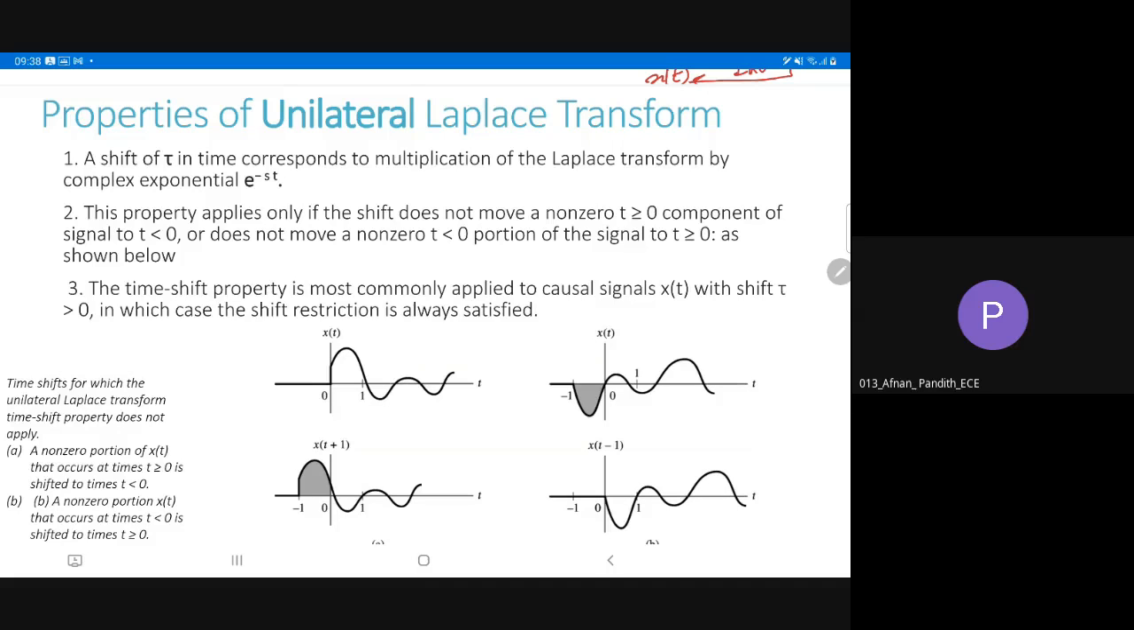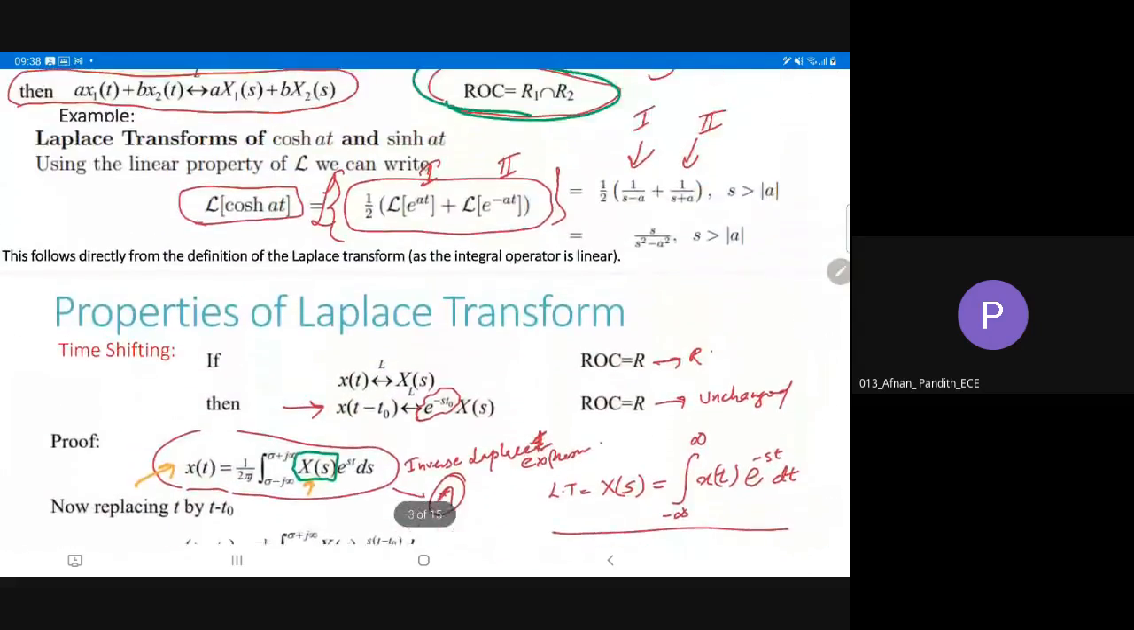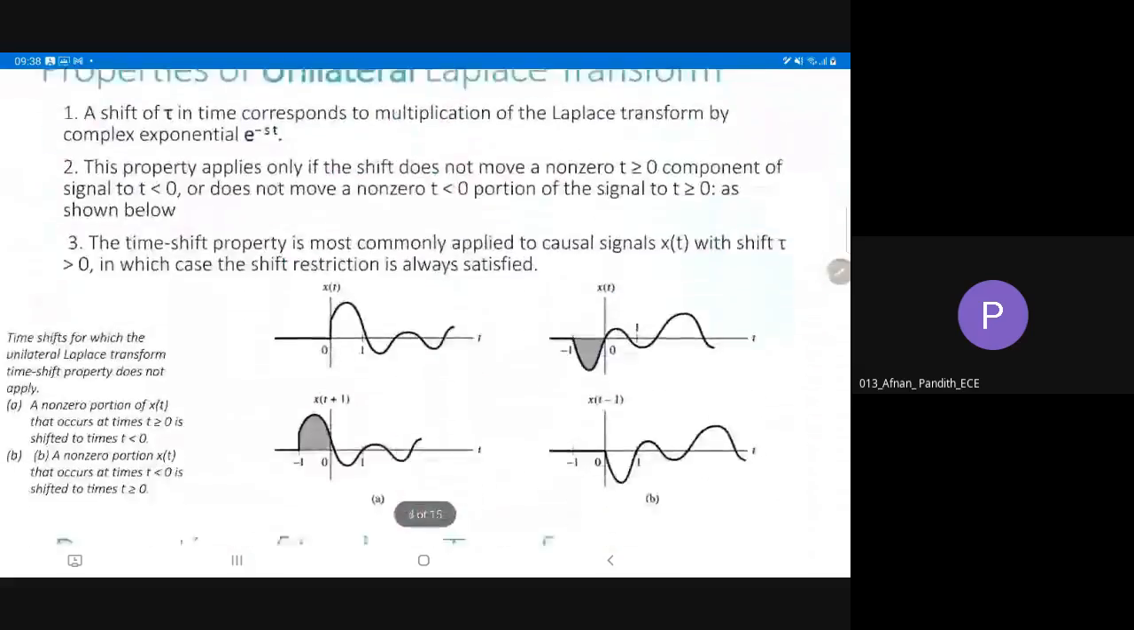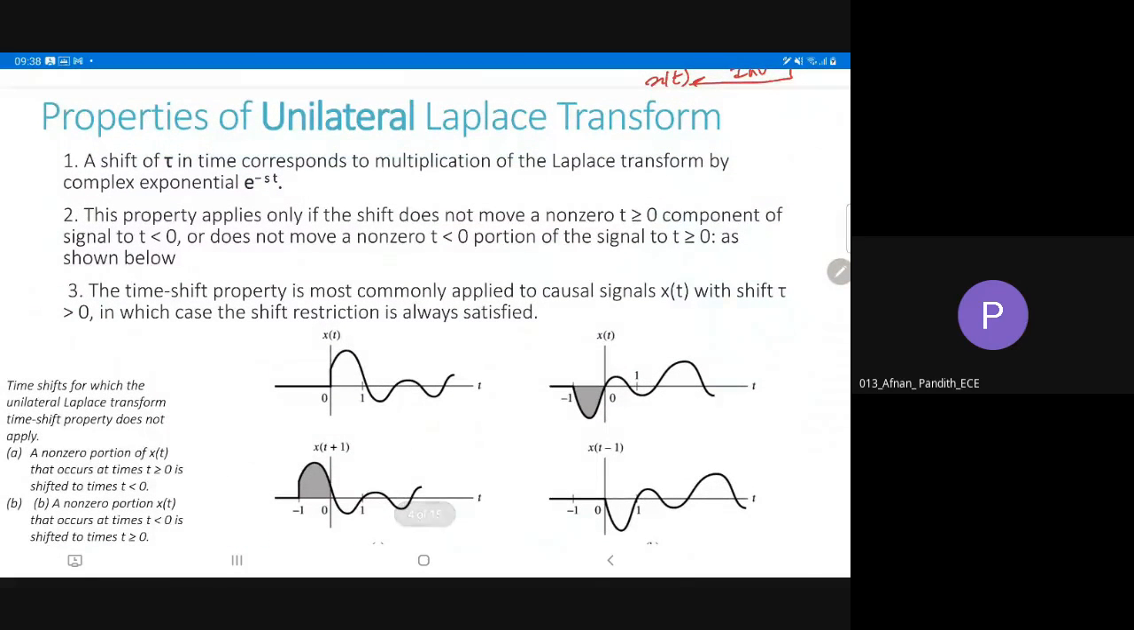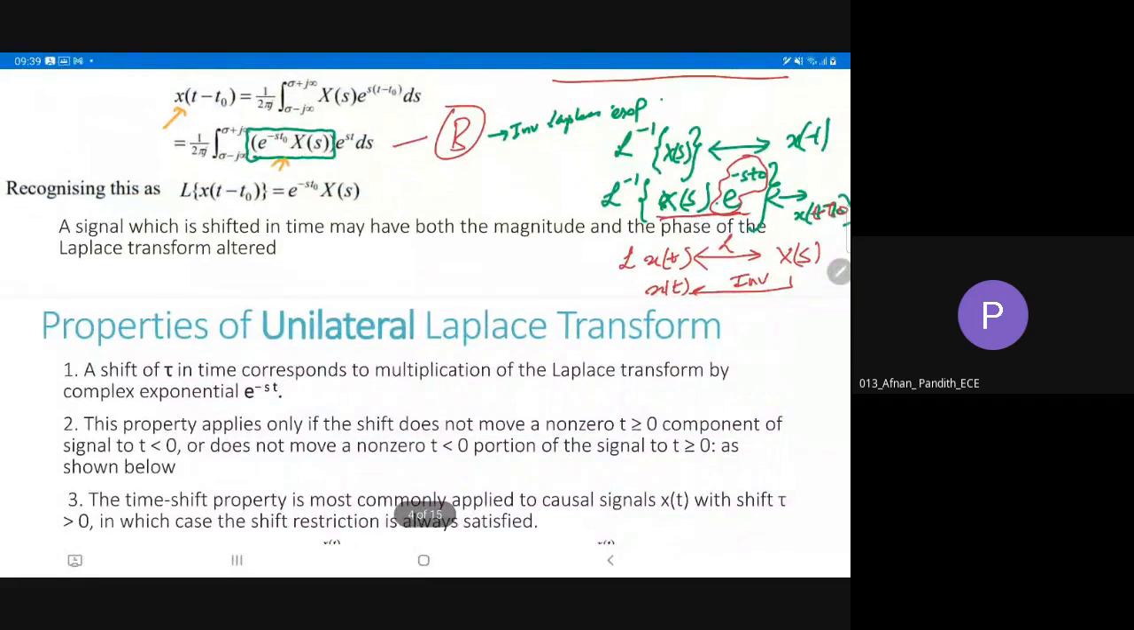Now, properties of unilateral Laplace transform. These are basically all properties of the unilateral Laplace transform, such as time shifting, linearity and so on. A shift of t in time corresponds to multiplication of the Laplace transform by the complex exponential e to the power minus s t.